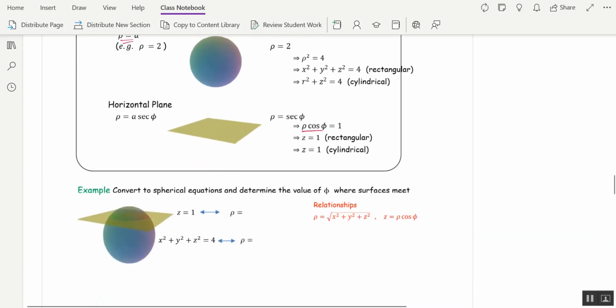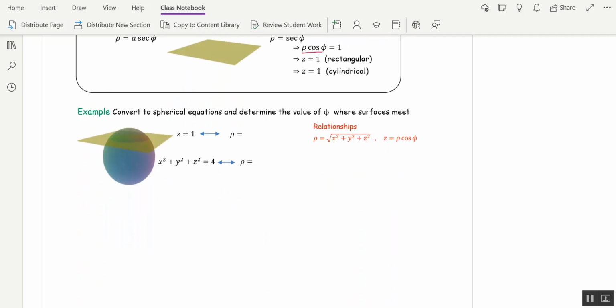Okay, so finally, let's look at this example here. Convert to spherical equations and determine the value of phi where the surfaces meet. So the important relationships we need for this problem are rho and z in terms of rho and phi. So when we write z equals 1 in spherical coordinates, come over here, put 1 in for z, and set that equal to rho cosine phi. Now solve for rho. Rho is 1 over cosine phi, which is secant phi. So that is our plane, rho equals secant phi.